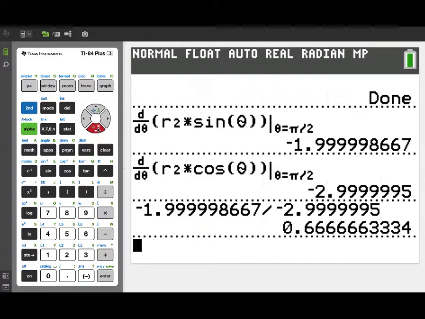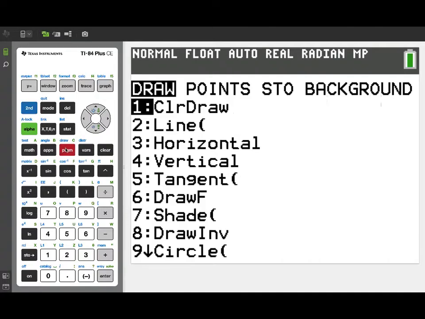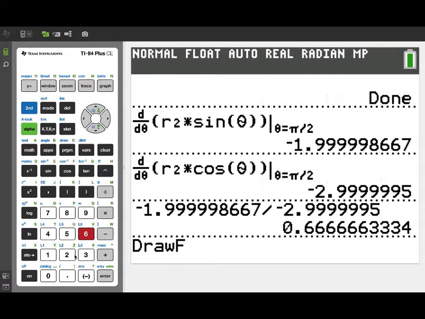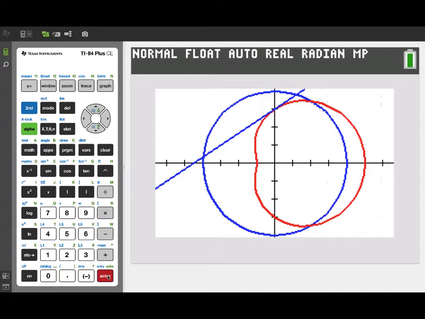Now, we weren't asked to find the equation of the tangent line, but I would like to go ahead and find that and see if visually our slope of 2/3 makes sense. Going to the Draw menu, we see number 6 is DrawF. We can enter an expression for something we'd like to graph on top of the polar graphs. We had a slope of 2/3, so I'm going to enter 2x over 3. Our y-intercept was 0, 3, so I'll add on 3. And we draw the tangent line.